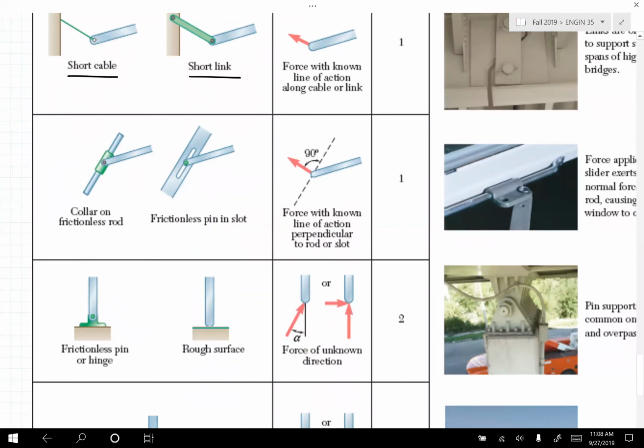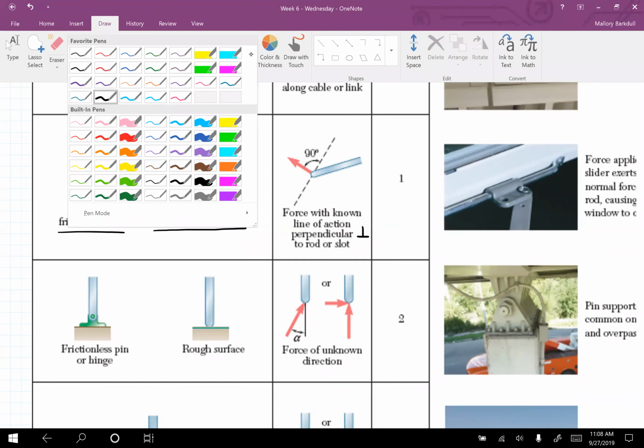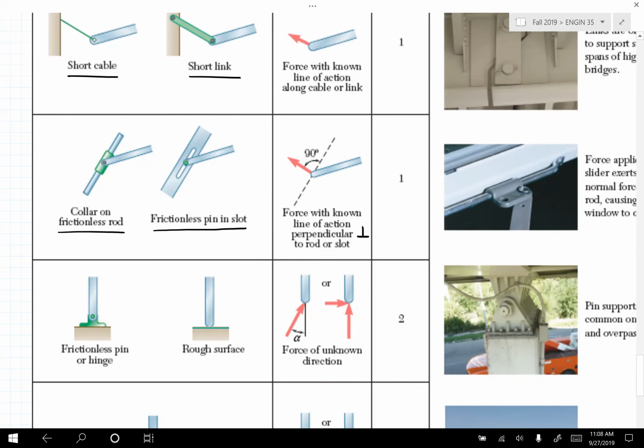If we have a collar or a frictionless pin and slot, the force that we're going to replace that with in our free body diagram has a line of action that is perpendicular to the rod or slot, because if we think about this pin and slot, this thing can still move back and forth this way. The only way we are preventing motion is in this way and this way. So the only force that we'll draw in our free body diagram is here in this direction.